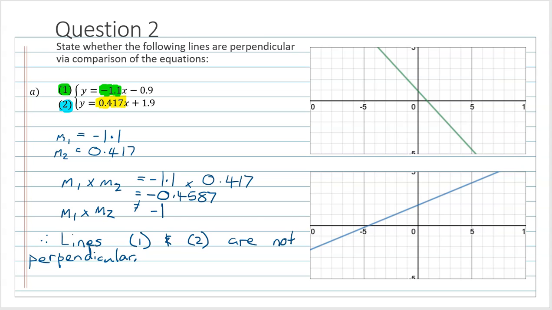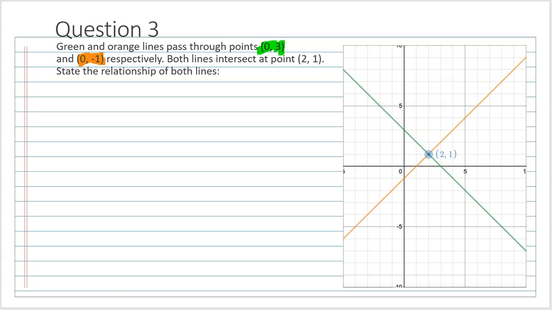Bingo. Now, final question. We've got something a little bit different. The green and orange lines pass through points 0, 3 and 0, negative 1 respectively. Both lines intersect at points 2, 1. State the relationship of both lines. So notice I've got a graph over here, and we can see where they intersect. So intersection. And we want to check whether they're perpendicular or not.